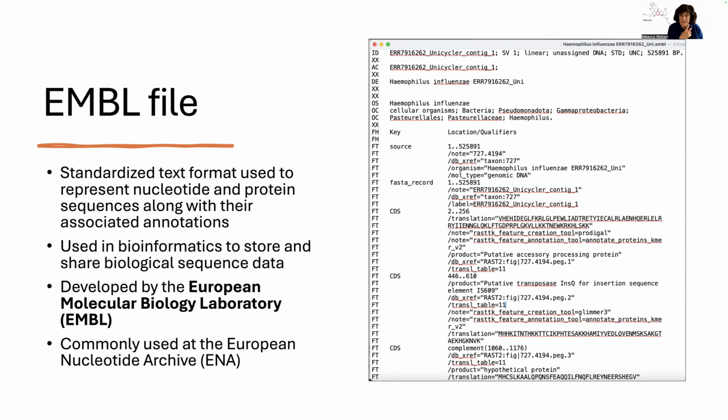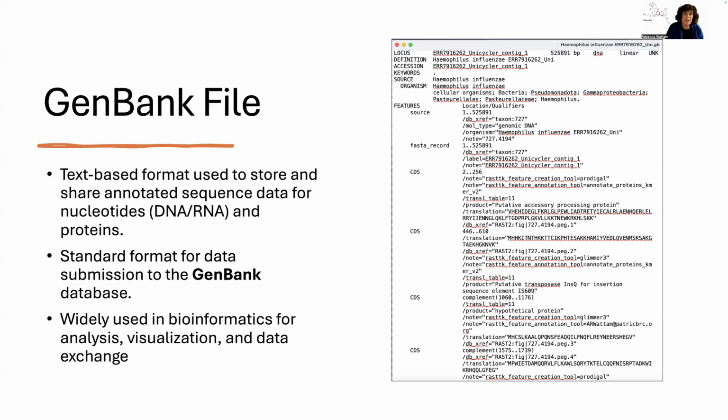EMBL file is very much like a GenBank file, but it's used mainly in Europe. We have users from across the globe, and so we try to give them the formats that they're used to using. And this is just a standardized format to represent what is annotated in the genome. And you can see that it's very similar to the GenBank file. GenBank prefers these files. The European Nucleotide Archive prefers EMBL files, but they can both probably accept each of the files.